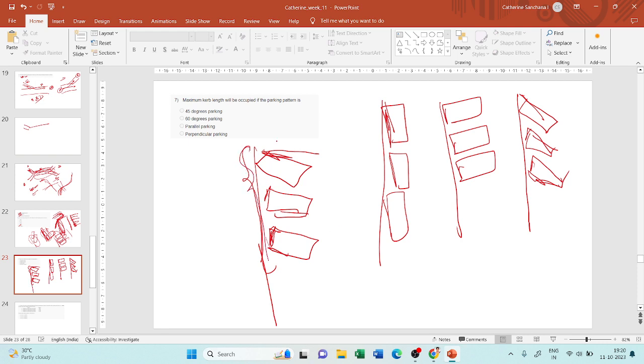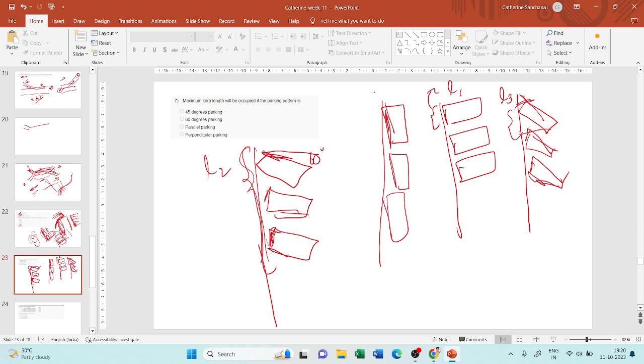curb space? Right? If you see this, one vehicle has occupied only this distance, curb space. Here, one vehicle has occupied this much distance. Let us say this is L1, this is L3, this is 60 degrees angle. Okay, this is L2 and this is L4. So how do you think these distances will vary? L4 greater than L3, greater than L2, greater than L1, right?